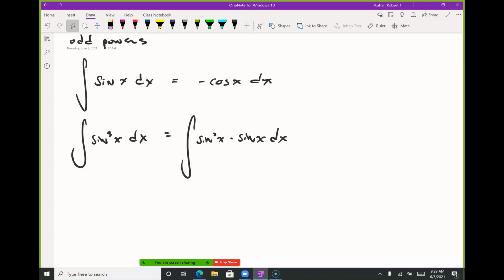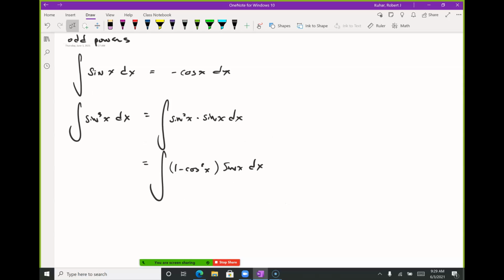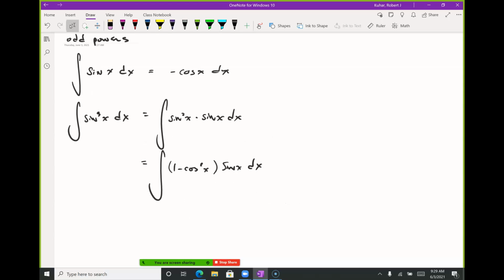So now what I'd like is to be a sine function times a cosine function. So I'm going to use my Pythagorean here, right? So sine squared is 1 minus cos squared of x, right? These are pretty easy, by the way. It's the next topic that's tough, okay? So these are pretty simple.